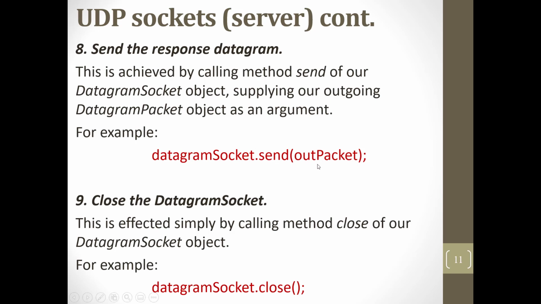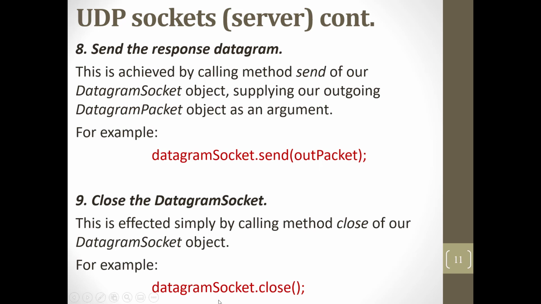The response is ready in the out packet, so now I'm going to send it. DatagramSocket dot send. This is the object, this is a method, and this is going to be the packet which we created. That means the message is available in this. We have to send the message. So now the message is sent.